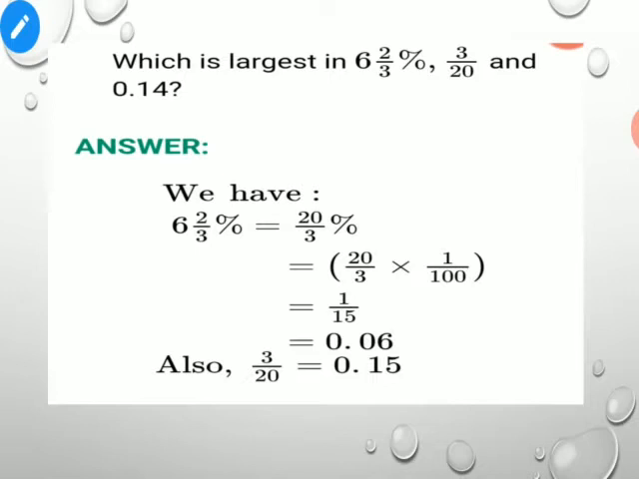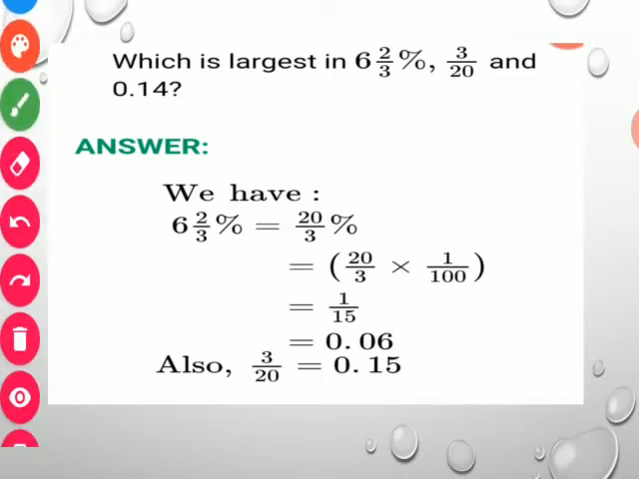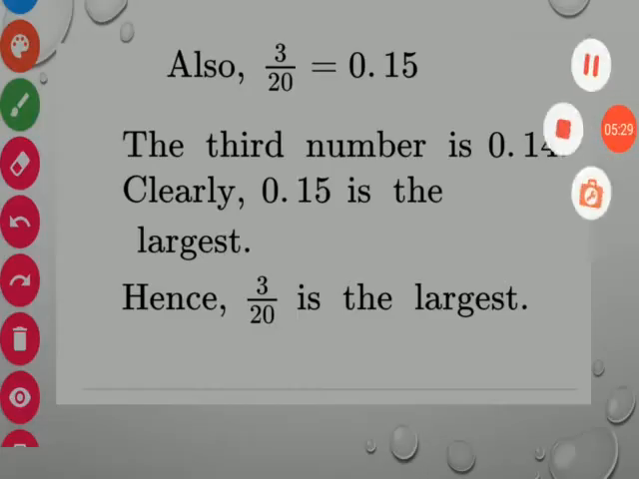Now the next part of the question is 3 upon 20. Let's convert it into decimal. So 3 upon 20, when you convert into decimal, you will get 0.15. Now the third number is 0.14. Clearly you can see 0.15 is the largest. Hence 3 upon 20 is the largest among these three.